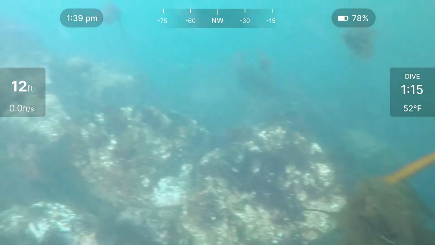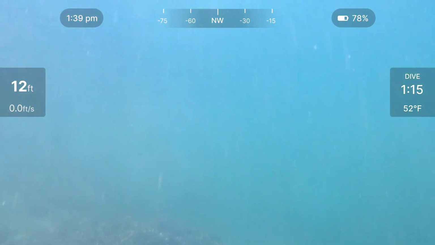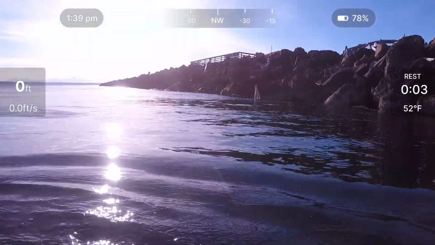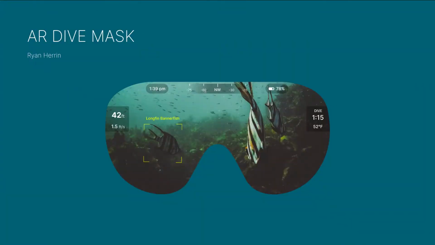Diving is such an amazing experience, letting you see some of the most unique animals on the planet. However, it can lead to risky situations. Hi, I'm Ryan Heron, and I designed an augmented reality dive mask that helps mitigate these risks while having the potential to go beyond what we can imagine possible, like seeing through murky water or identifying marine life.